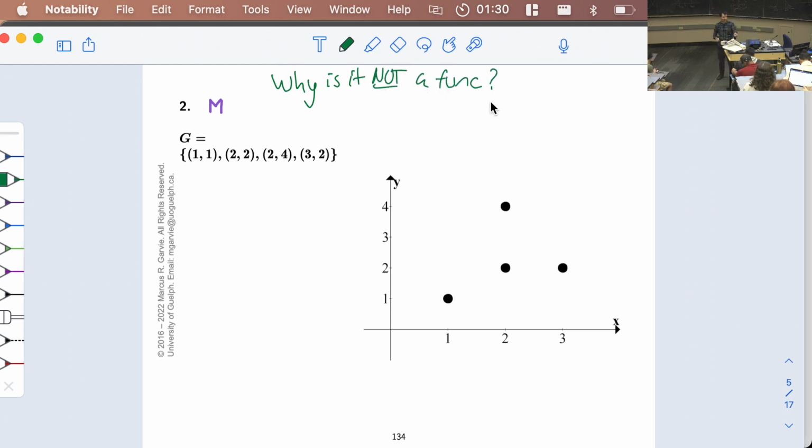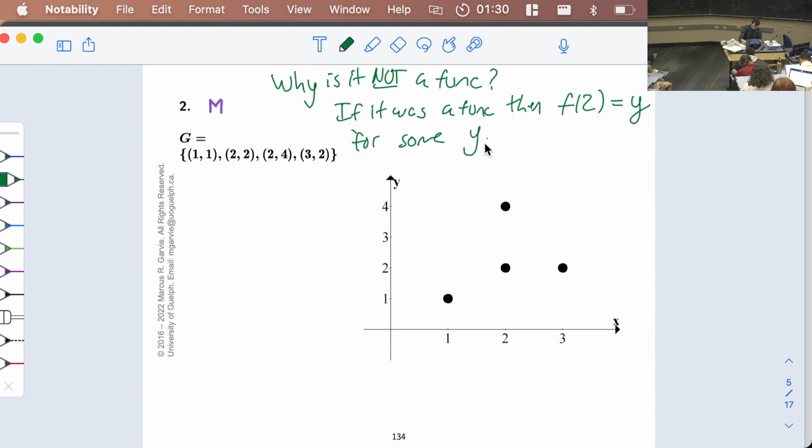And here's how the argument goes. If it was a function, then f of 2 equals something. Let's call that something y, for some y. So if it was a function, f of 2 would take on exactly one value, f of 2 would be y.